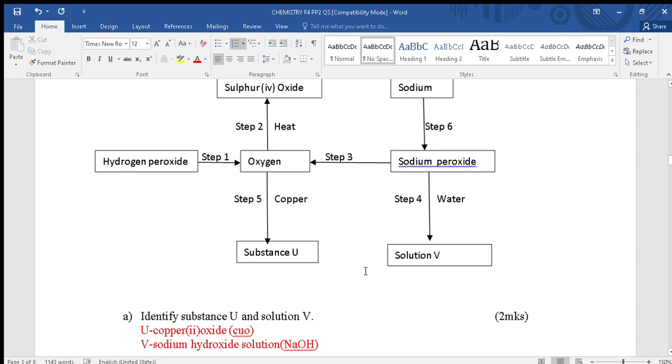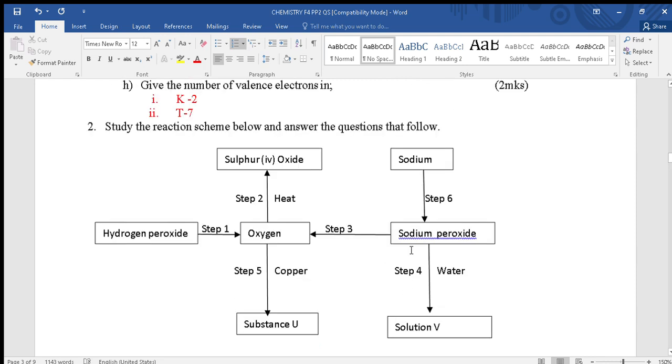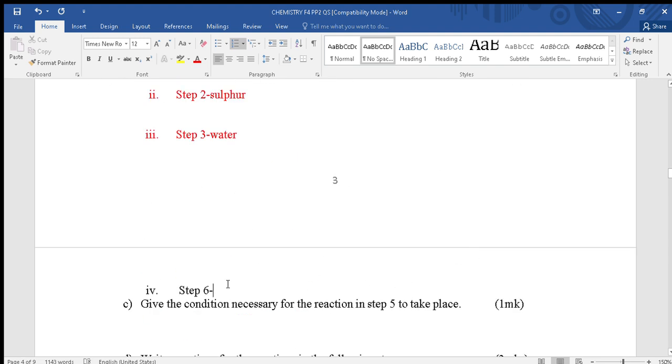If you come to step 6, what is happening? Sodium is reacting with something and then you form sodium peroxide. When sodium reacts with limited oxygen, you form sodium oxide. But when sodium reacts with excess oxygen, you form sodium peroxide. So you have to know that whatever is being added in step 6 is oxygen, and not just oxygen, it is excess oxygen, because excess oxygen is the one that forms sodium peroxide. But if you add limited oxygen or ordinary oxygen, you're going to form sodium oxide. So whatever you require in step 6 is excess oxygen.